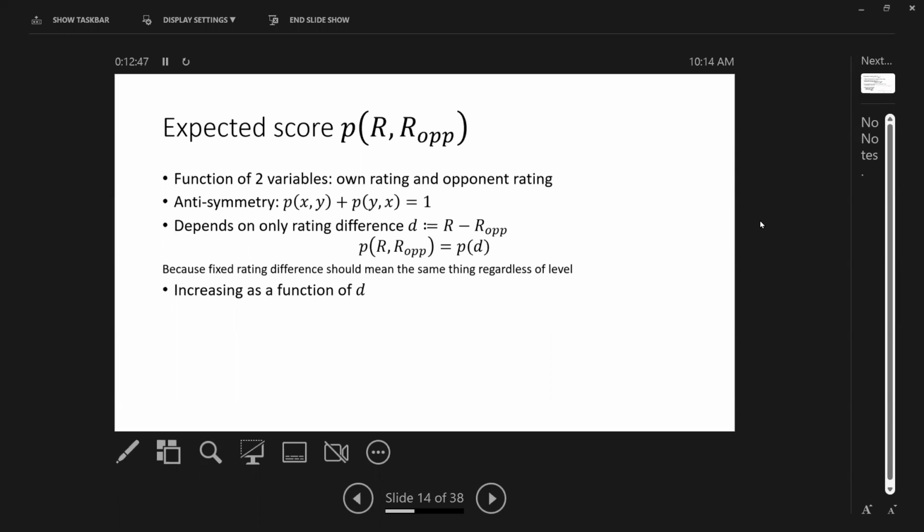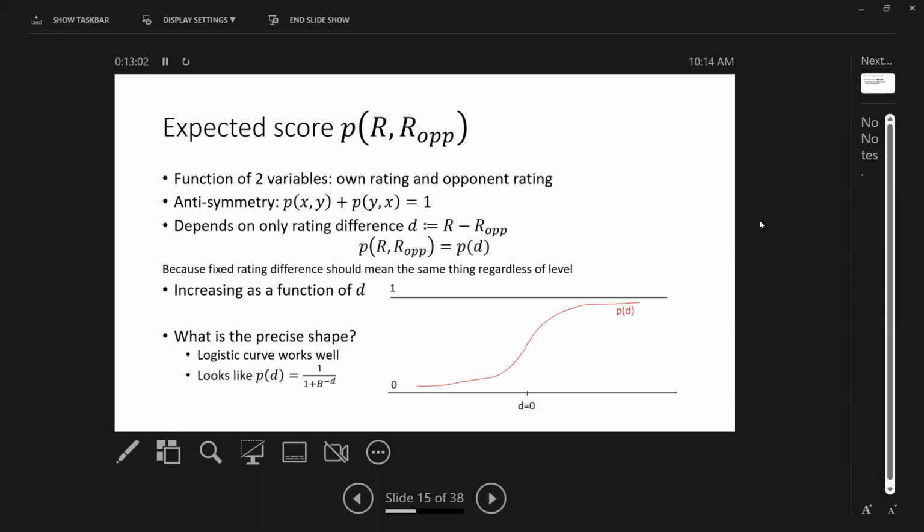And as before, we should have the expected score as an increasing function of how much rating advantage you have over your opponent. And once we incorporate these constraints and try to sketch a curve of what it might look like, you get this following graph. I intentionally did a very poor drawing because at this point we do not know the exact shape of this curve yet.